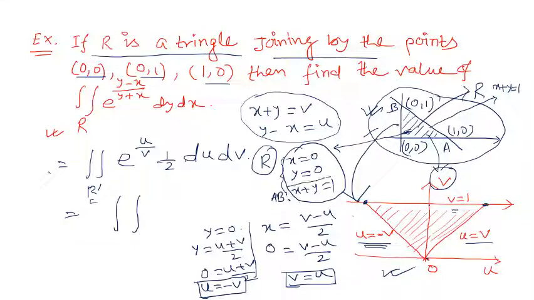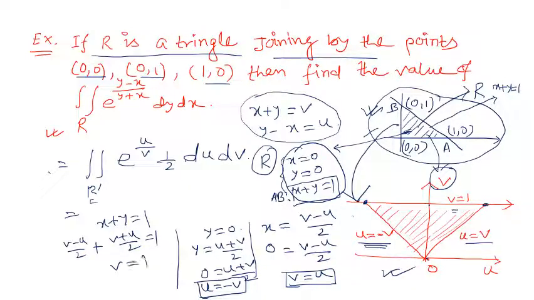Now I am using x plus y equals to 1. So x plus y equals to 1 gives us, just putting the value of x, v minus u by 2 plus v plus u by 2 equals to 1. So cancel out this u portion, we will have v equals to 1 only.